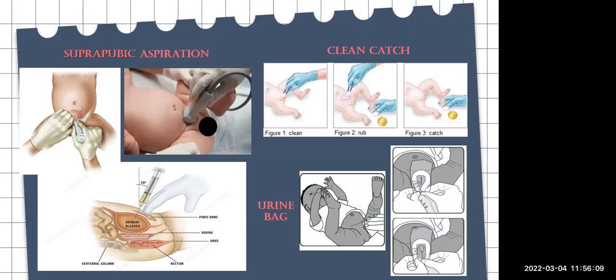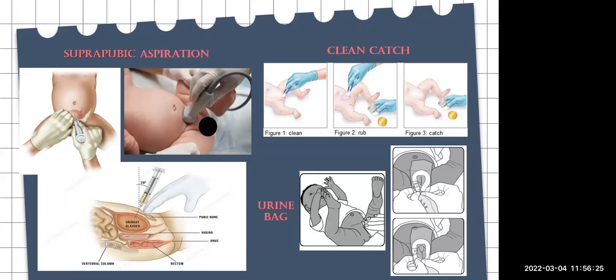Okay, next we have suprapubic aspiration, clean catch, and urine bag. So what is suprapubic aspiration? It is the gold standard of obtaining an uncontaminated urine sample, and it is usually done in infants less than 1 year old, but also applicable in children up to 4 to 5 years old.